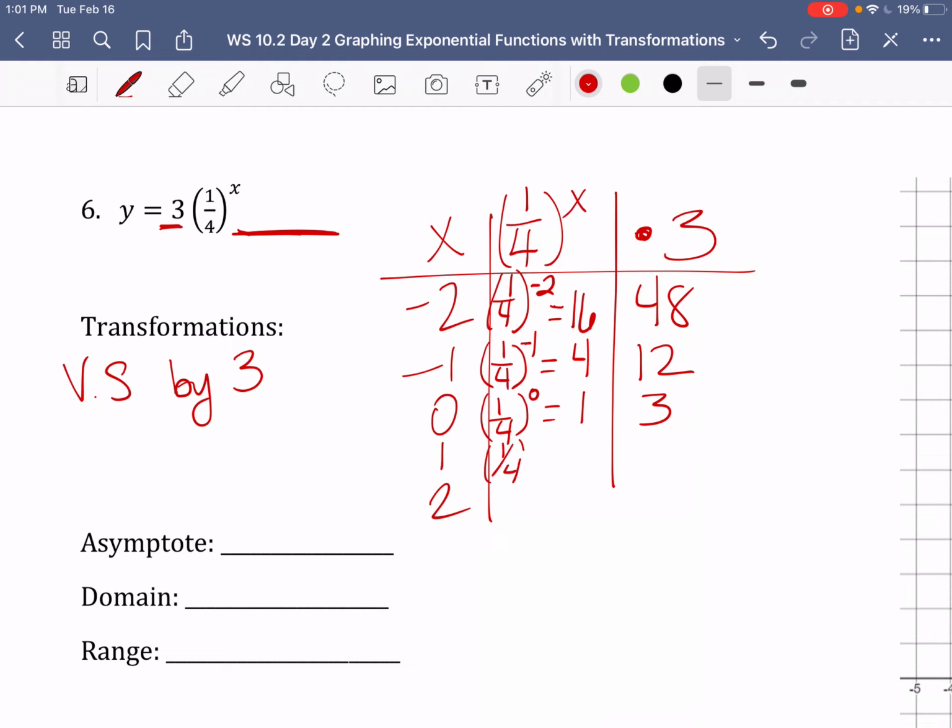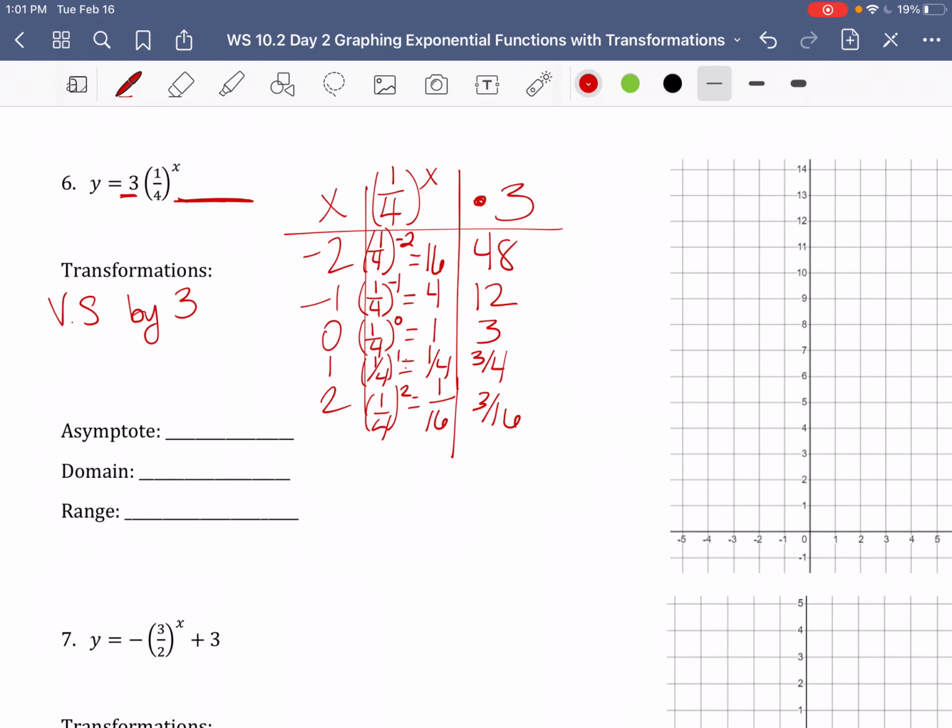And you guys are catching the drift here. 1/4, 3 times 1/4 is 3/4. 1/4 squared is 1/16. Times 3 is 3/16. Alright, so that vertical stretch by 3 is making our graph crazy, right? It went 48, dropped to 12, to 3, 3/4, 3/16. So when you're having a vertical stretch, you're having like a huge exponential growth or decay.